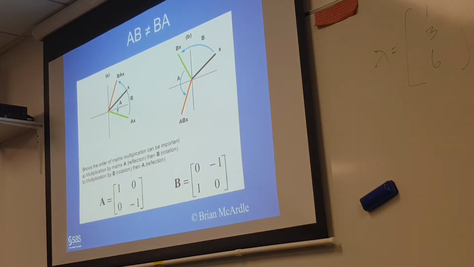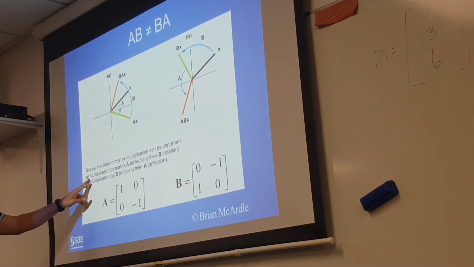In some ways, this is a little note by Brian McCullough, who was my old PhD supervisor, showing how the order of operations matters. Right? This is saying that A times B is not the same thing as B times A. And that's because you can think of your matrices as functions that do something to the vector, right? So here we go.